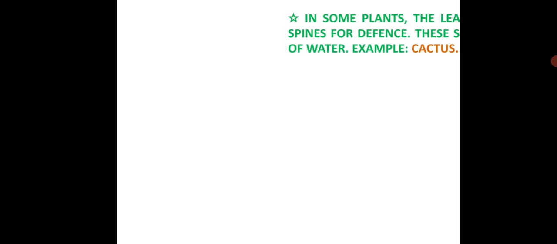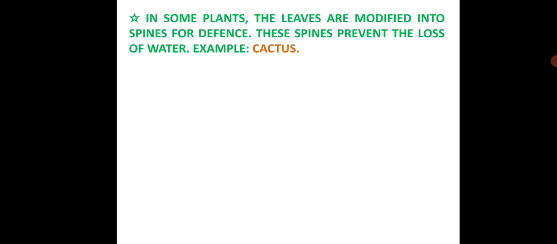Now, the other functions of leaves. In some plants, the leaves are modified into spines for defense. These spines prevent the loss of water and protect the plant from grazing animals. That means the animals which eat the leaves as their food. So, these spines protect the plant from grazing animals. Example, cactus, then date palm, prickly pear, etc.